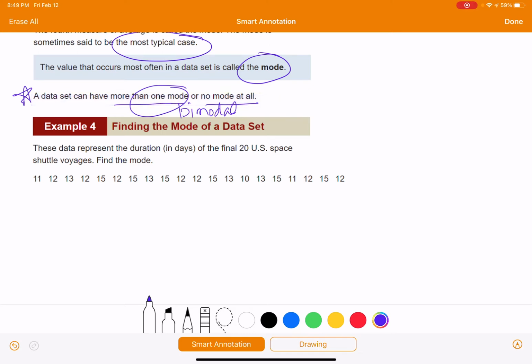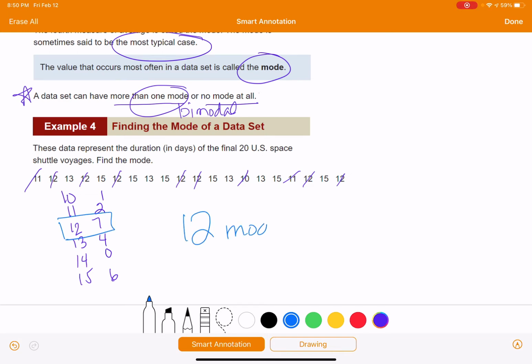Okay, so if I were to do a frequency distribution, I can write down all the numbers I have, 10, 11, 12, 13, 14, 15. Then I can write down how many times I see that number. 10, I see it once. 11, twice. 12, 1, 2, 3, 4, 5, 6, 7. Okay, so on and so forth. So I will go through and keep seeing how many times I see these numbers. Then I'll look and see which one appears the most. So 12 would be my mode because it appears the most in the data set.